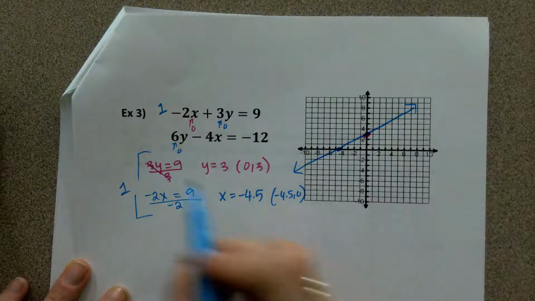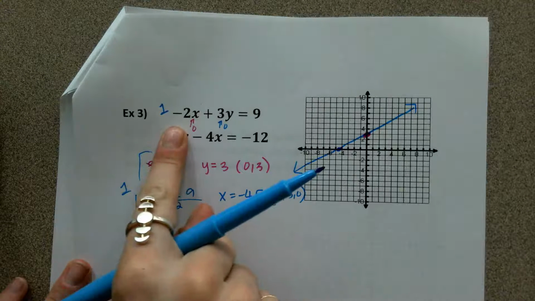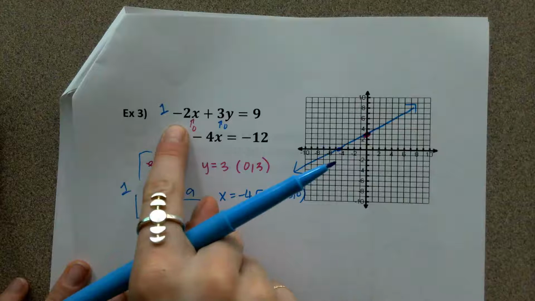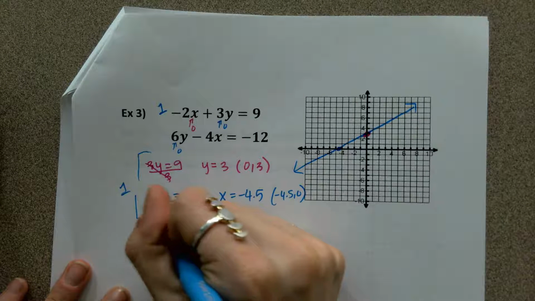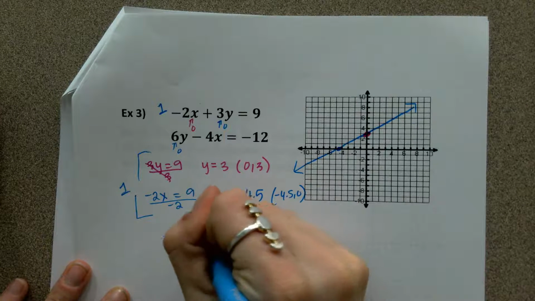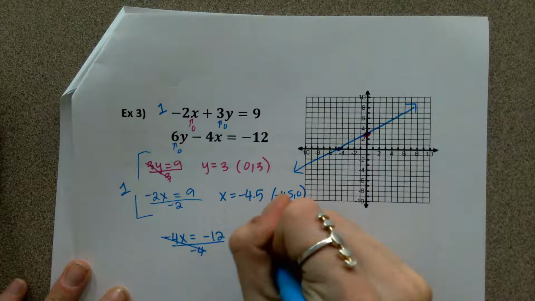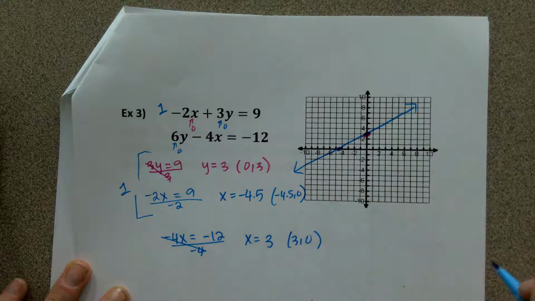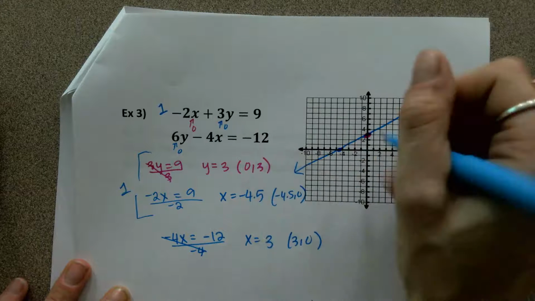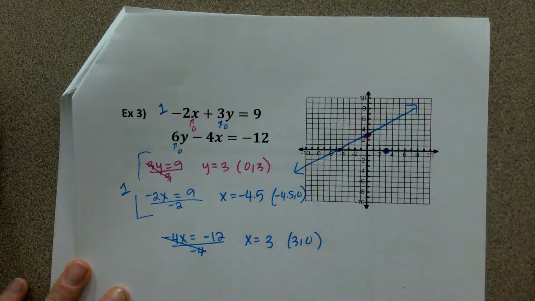Okay, if I plug 0 in for y for my second line, cover it up, I'm left with -4x equals -12. Solve for x, I get x equals +3. So that is my x-intercept for my second line.